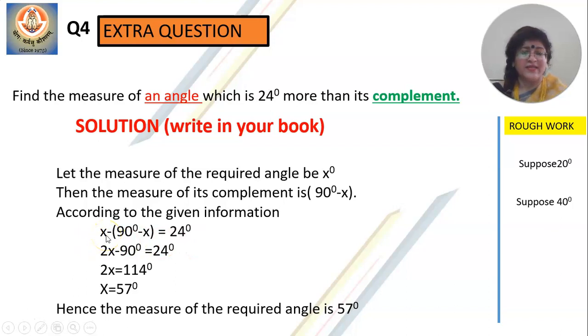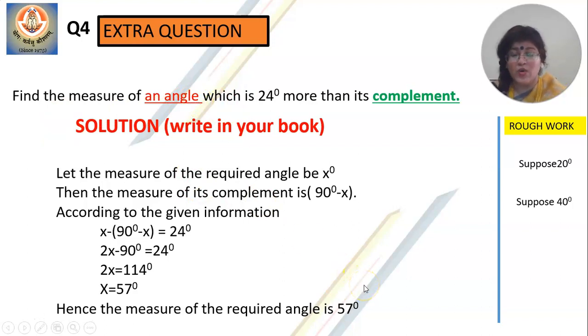x minus, open the bracket, 90 minus x, will become x plus x. So you get 2x minus 90 equal to 24. And when you solve this further, you get x equal to 57. So the required angle is 57 degrees. What is the meaning of that? It means that the angle is 57.